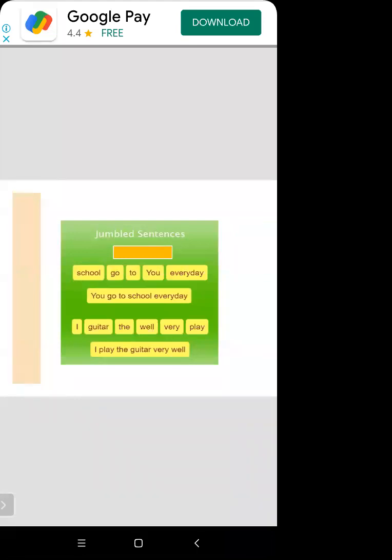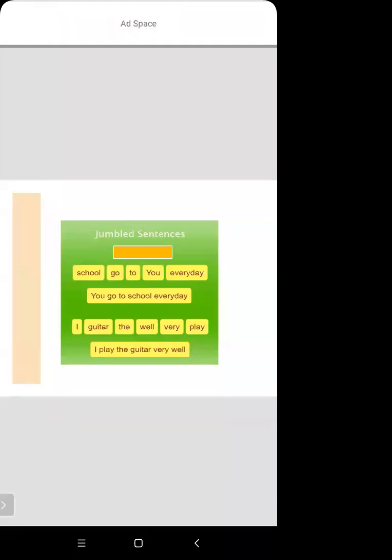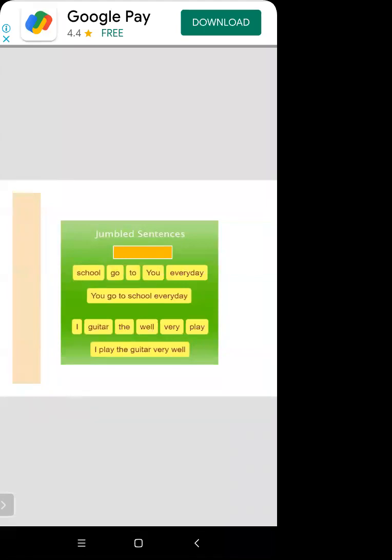Okay. Now, next one is: I, guitar, the, wall, very, play. Okay, so this is a jumbled sentence. You have to write the words in a proper order. So the first one you have to put as a subject. The subject is I. And after that, we have to put the verb. Okay, so: I play the guitar. Guitar is here as an object. Okay, so I play the guitar. We will discuss the object later.